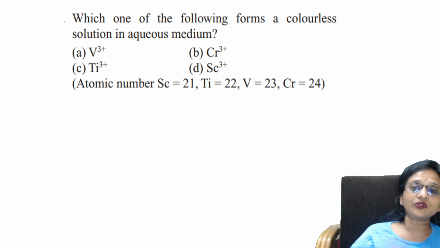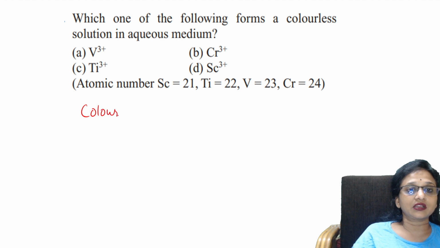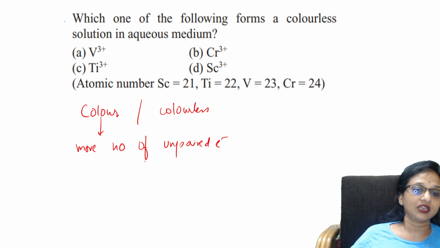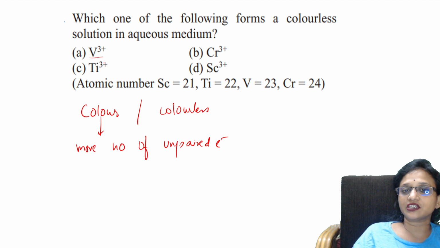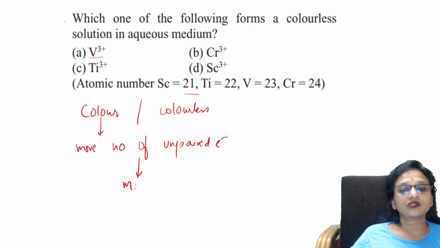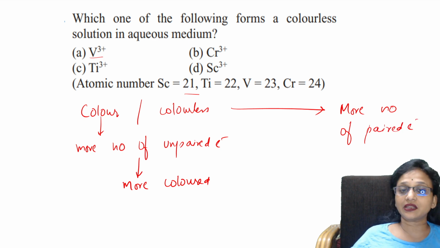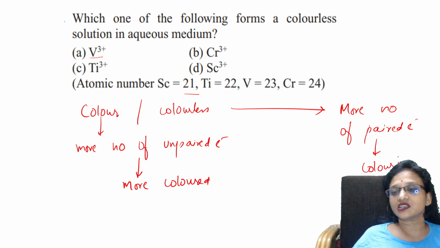First question, which of the following forms colorless solutions in aqueous medium? When they ask you a color question or colorless question, remember one thing students, more number of unpaired electrons. How will you find unpaired electrons? You will write the configuration and check. Atomic number is given. Write the configuration, take out 3 electrons and see. More number of unpaired electrons, more colored they are. If they are paired, like zinc, cadmium, mercury, it is colorless in nature. That's why zinc is also white in color.